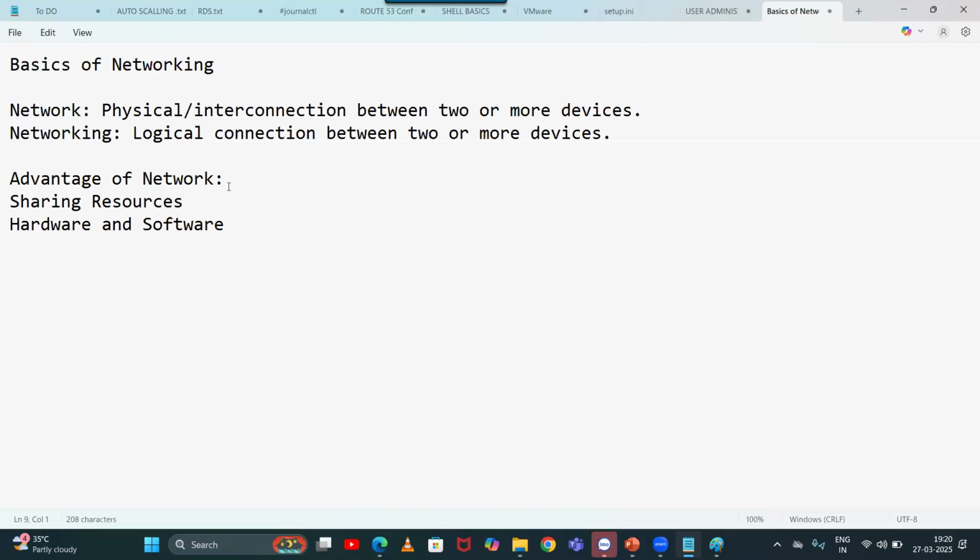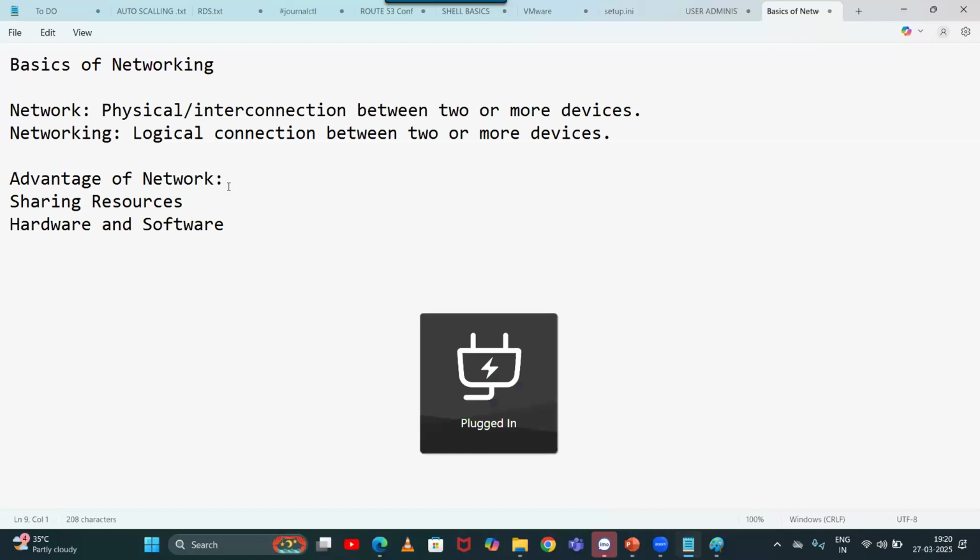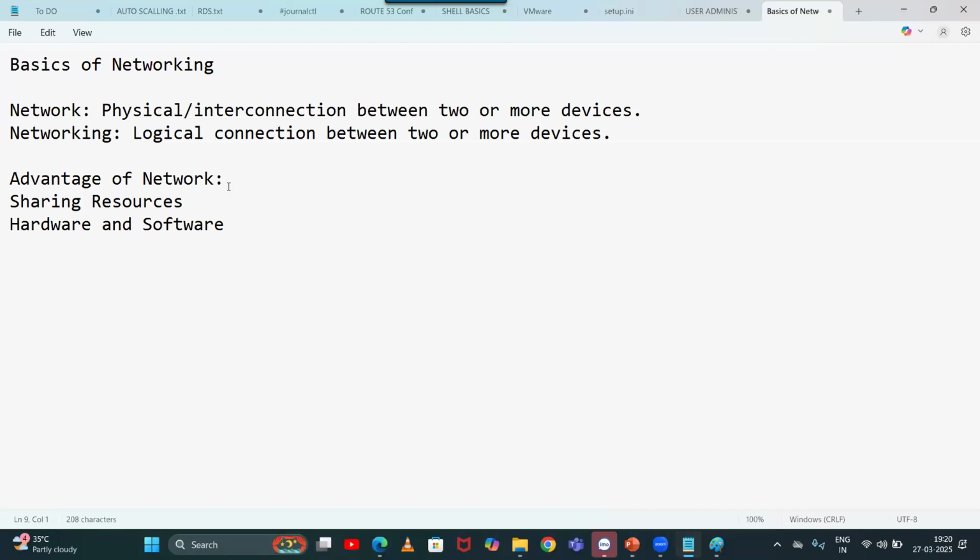One computer is not connected to another computer. 100 individual computers are there. They are not connected into a network. So how many printers are required now? 100. I'm repeating the question. I have 100 individual computers. It means one computer is not connected to another computer. Now I want to take printouts from these 100 computers. How many printers are required?